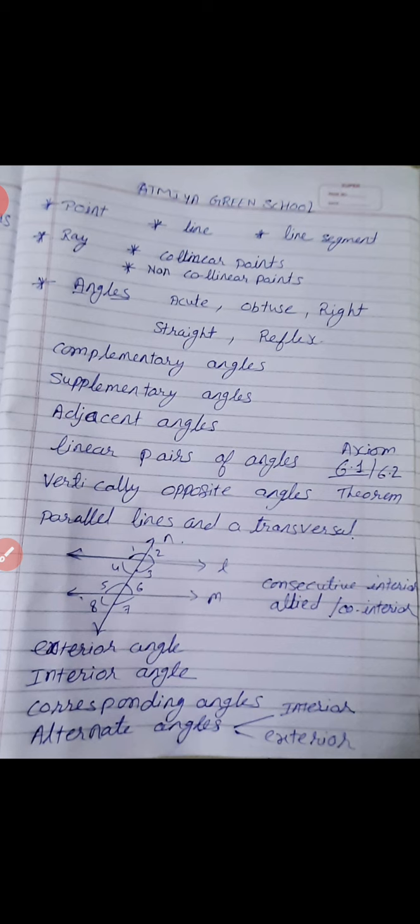Okay, and consecutive interior, or allied, or co-interior. Now let's see what is consecutive interior, what is exterior, what is interior. We have learned in our previous video what is an exterior angle, what is an interior angle, and what is a corresponding angle. Understand? So students, in 8th standard and 7th standard we have learned about what is a corresponding angle, what is an alternate interior angle, what is an alternate exterior angle, and what is an interior angle on the same side of a transversal.